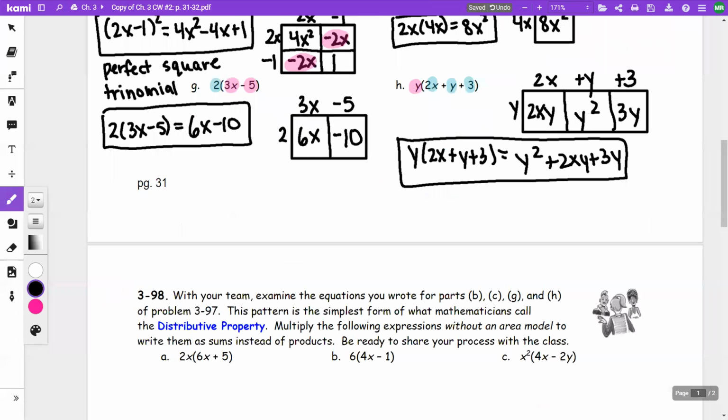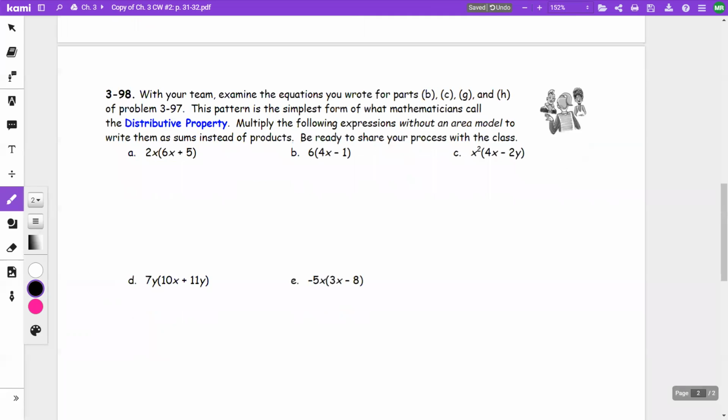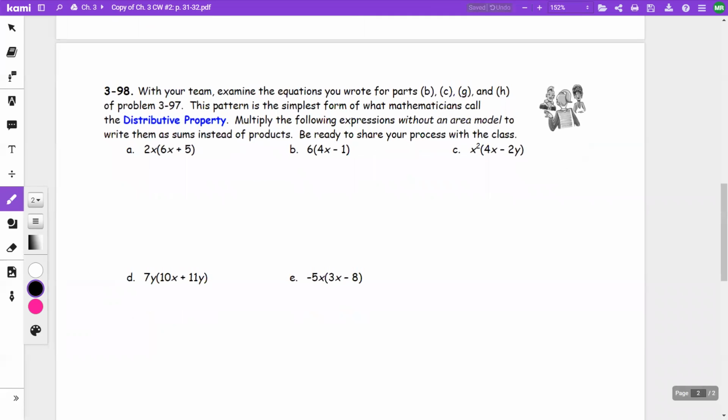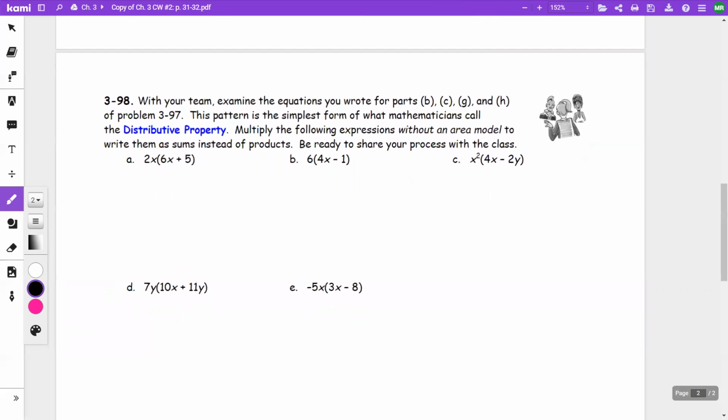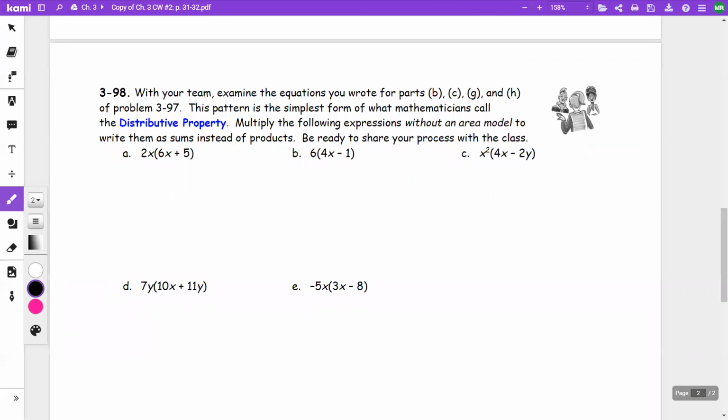Okay, now on this next page, it says, with your team, examine the equations you wrote for B, C, G, and H. This pattern is the simplest form of what mathematicians call the distributive property. Multiply the following expressions without an area model to write as sums instead of products. Be ready to explain your process with the class.